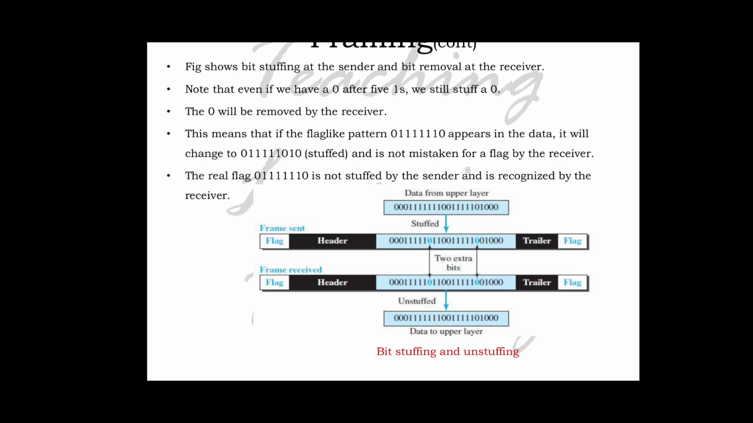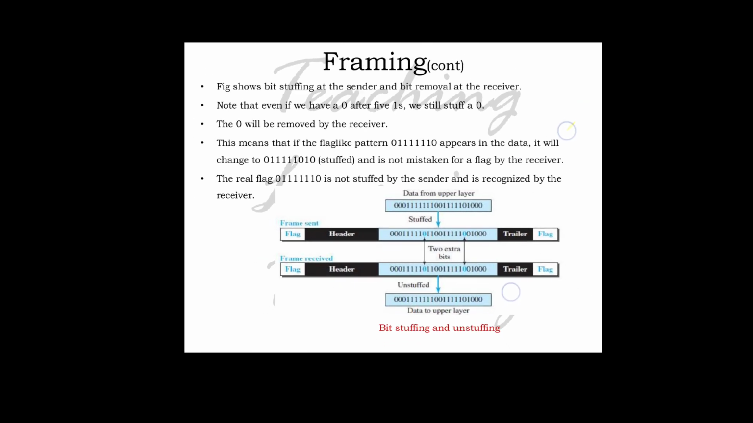So this is a 10-mark question repeatedly asked in the public exam for KTU computer communication. So please study this one. It is a very important question.